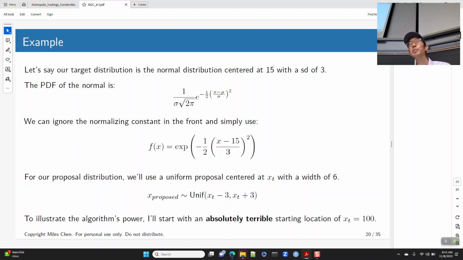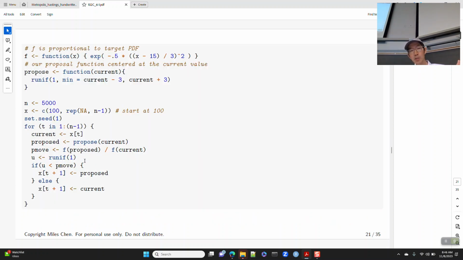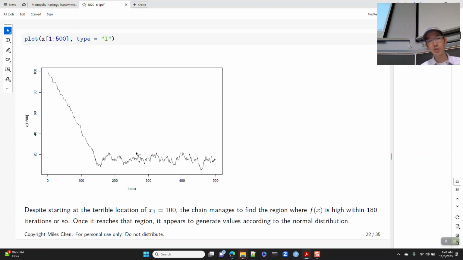But we still have a probability of moving in that direction, because if the proposed location has a lower probability than my current location, I can still go there. It's just that I take the ratio between f of the proposed location and f of the current location. So anyway, I run the chain, and this is what our chain looks like. I start off at 100, and in the beginning, it just moves towards our target location of around 15.